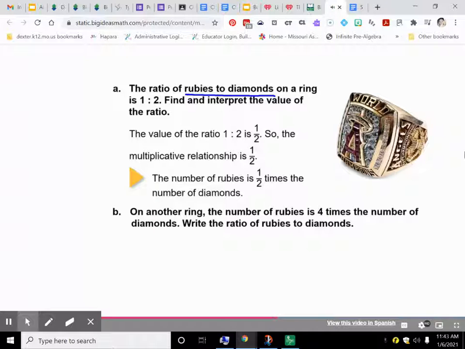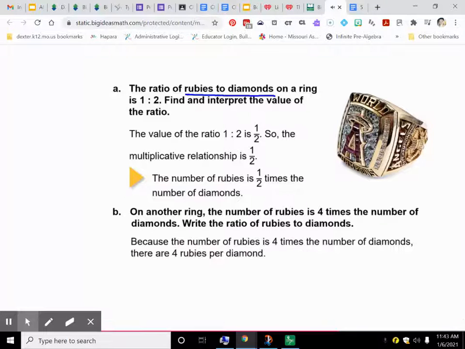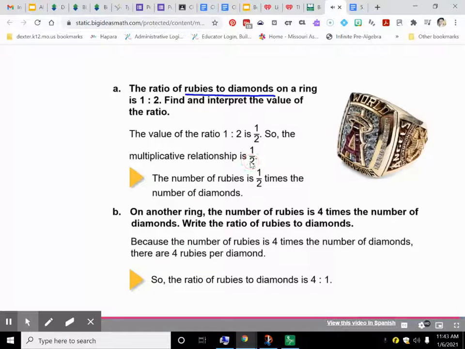In another ring, the number of rubies is 4 times the number of diamonds. Write the ratio of rubies to diamonds. Because the number of rubies is 4 times the number of diamonds, there are 4 rubies per 1 diamond. So the ratio of rubies to diamonds is 4 to 1. I'll pause it. Okay, now I'll give you time to write it down.